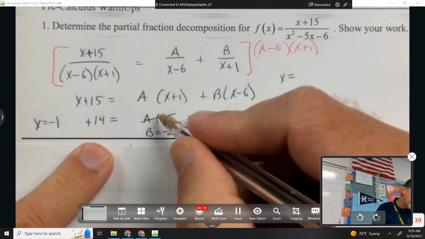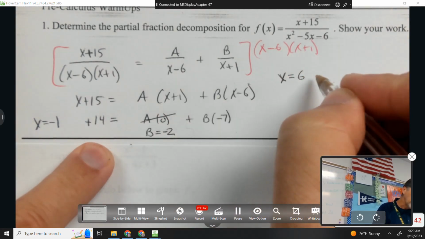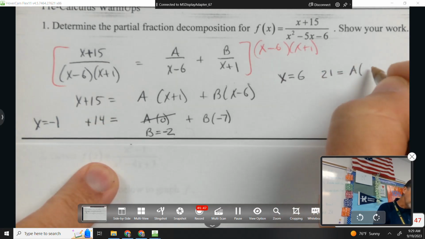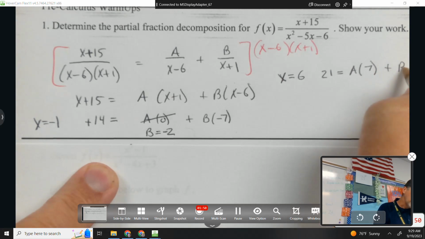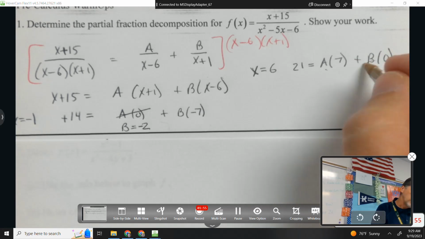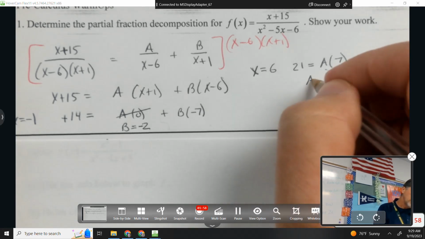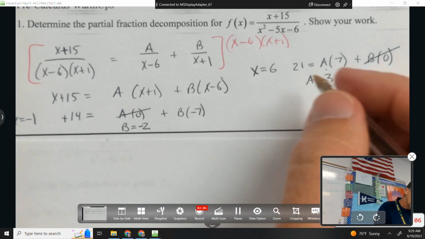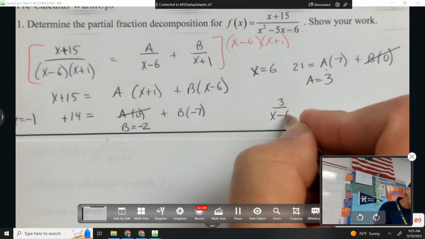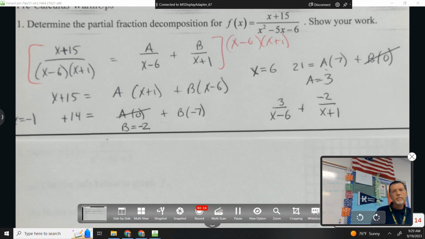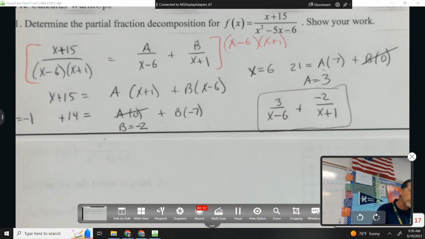Then let's let x equal 6. See if I can do this one right. 6 plus 15 is 21. 6 plus 1 is 7. 6 minus 6 is 0. That's why we picked the 6. So that's out. A is 3. I'm not done yet. Right? Alex Trebek wants you to give your answer in the form of a question. So 3 over x minus 6 plus negative 2 over x plus 1. That would be the answer we're looking for.